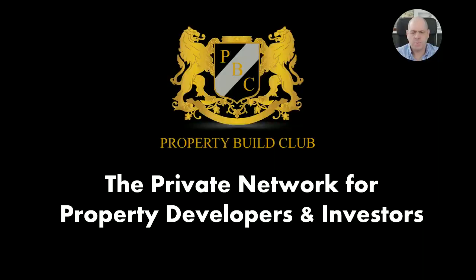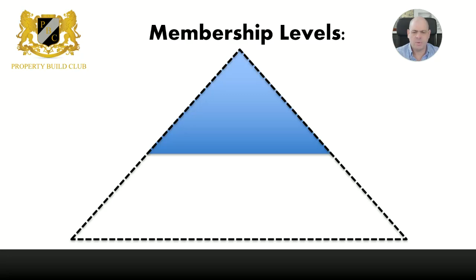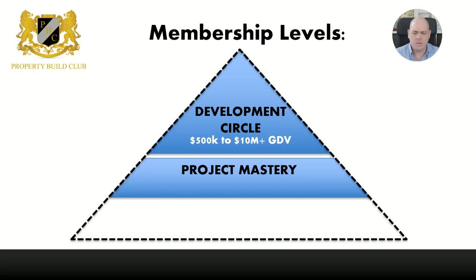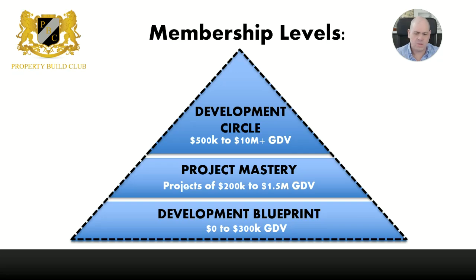Property Build Club, the private network for property developers and investors. There are three membership levels. The first is Development Circle, which is for developers doing projects from 500k to 10 million gross development value. The middle is Project Mastery for developers doing projects of 200k to 1.5 million gross development value. And the third is Development Blueprint, which is for developers doing smaller projects from $0 to 300k gross development value.